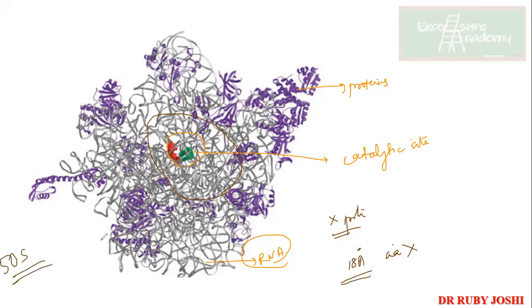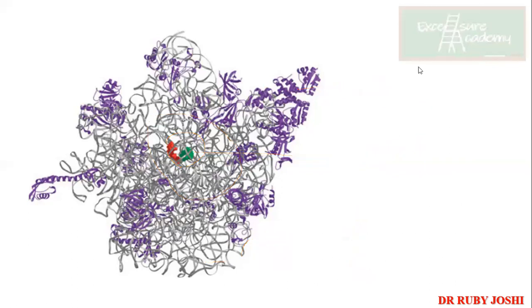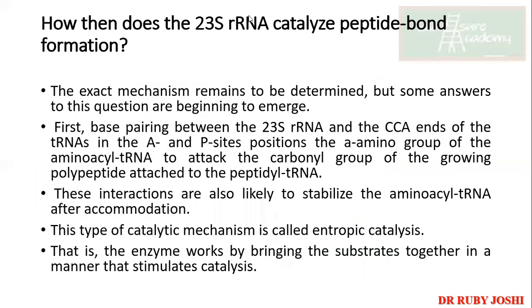Okay. So in that, they have seen that even though the proteins are involved, at the catalytic site there is no presence of proteins, so no presence of amino acids. So the catalytic site, the work is entirely done by the RNA. Okay. Is it clear? Are you able to follow?